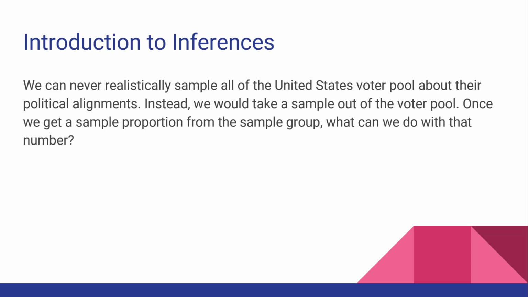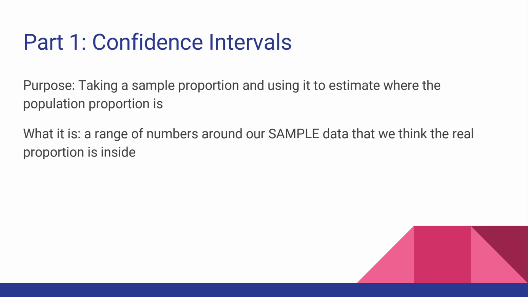So let's say we have political party A. So taking a sample of 50 people and questioning them about their political alignments, let's say we found that 30% out of those 50 people are in support of political party A. So using that 30% from our sample, how can we use the 30% to make a prediction about what proportion of the entire United States is in support of political party A? So the way we make estimations about the population proportion from the sample proportion is through confidence intervals.